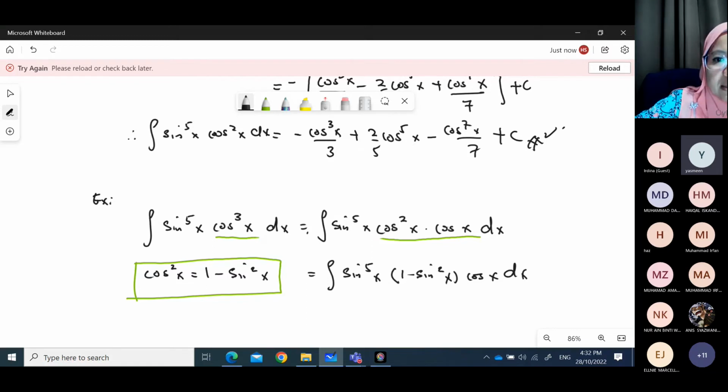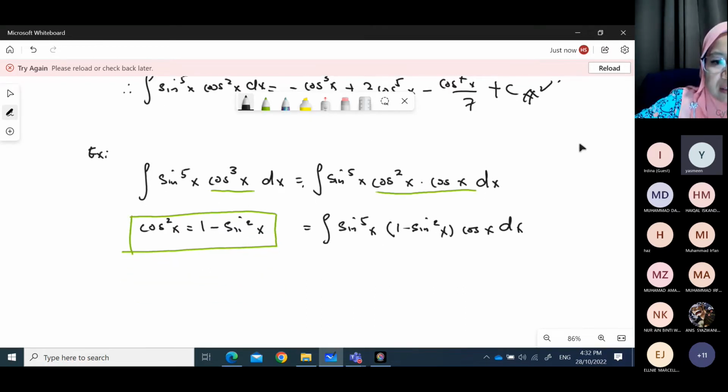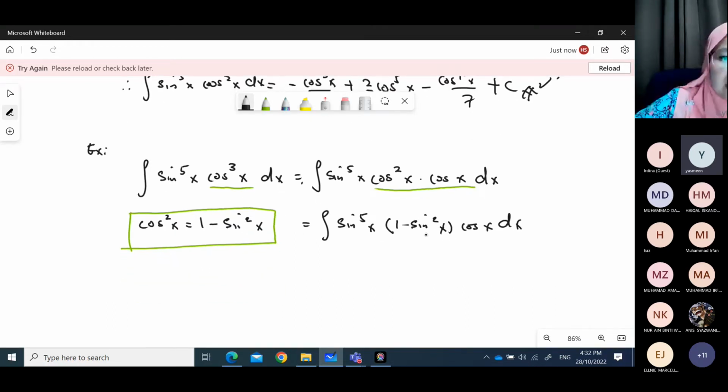Okay. Next, after we apply the identity, so kita substitute. So let u equal sine of x and then differentiate. Then we have du equals cosine x dx.